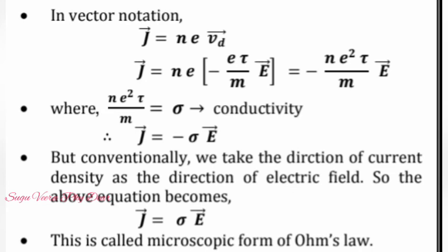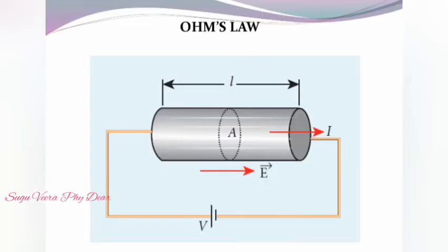But conventionally, we take the direction of current density as the direction of electric field. So the above equation becomes J vector equals sigma into E vector. This is called the microscopic form of Ohm's law. Next, Ohm's law. This question is also important, 5 marks, and book back questions also.